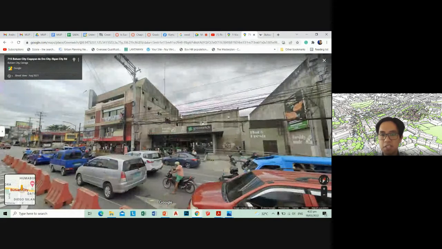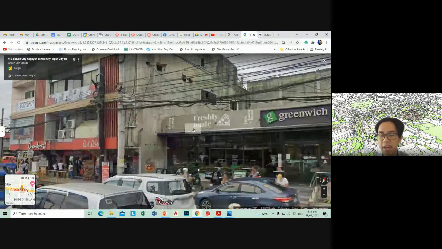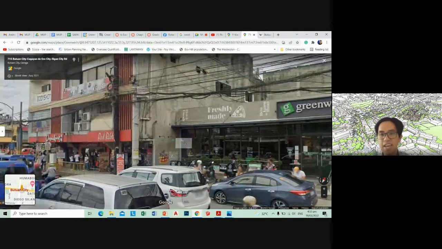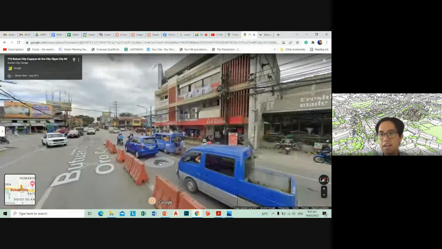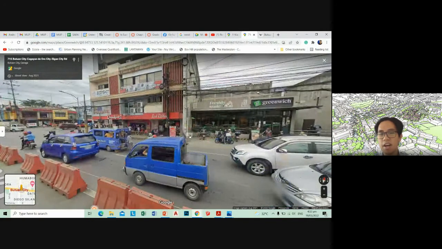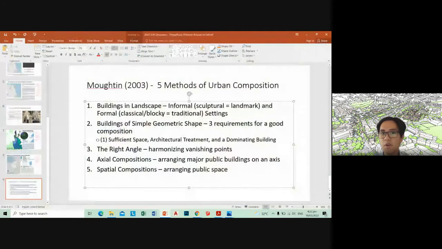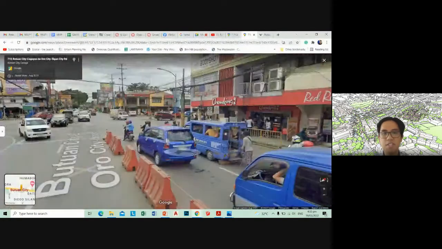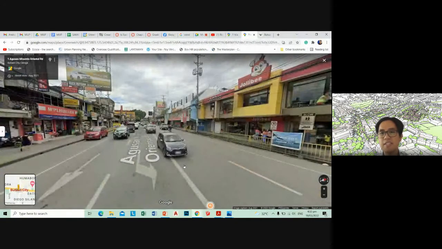And over here, you see the Greenwich is one floor shorter than the Chow King next to it. It's set back at a different distance. And this sort of irregularity really makes it less aesthetically pleasing than it could have been if everything was more regulated, so that the building facades would be of the same setback, and so on. So that's what I mean when I say the formal setting. And then, of course, as you mentioned earlier, you also need a landmark for Butuan City, located in a place that's meaningful for the Butuanons, somewhere they always visit, somewhere that means something to them.